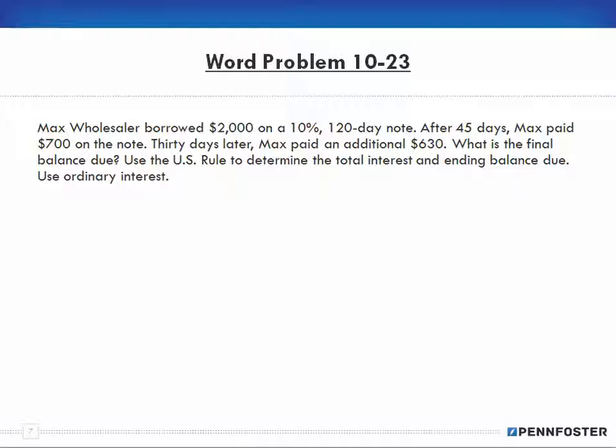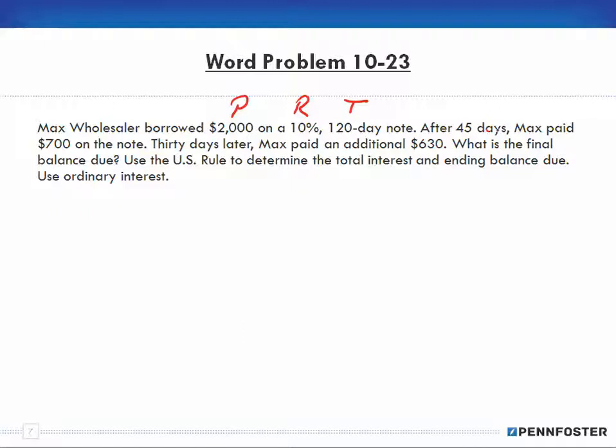Okay, let's see what this one says. Max Wholesaler borrowed $2,000 on a 10% 120-day note. So 2,000 is my principal, 10% is my rate, and a 120-day note is my time.